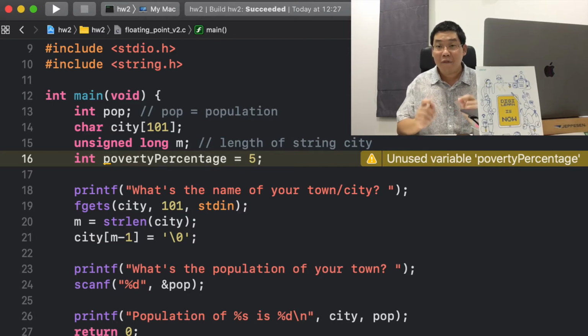So we will have a variable, maybe a floating point variable called poverty rate. And that is poverty percentage divided by 100. And from that, we can calculate the number of people under poverty. That is also a floating point. So we will have those two variables as floating point variables. We will call them float.